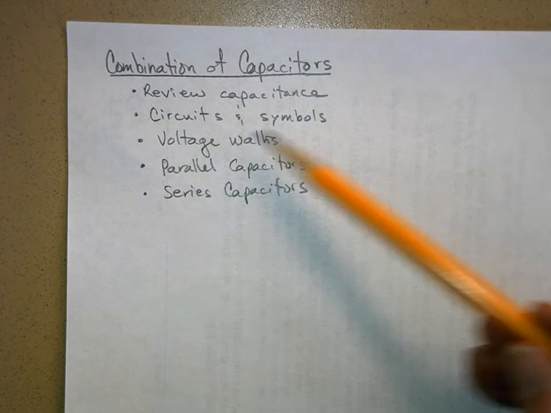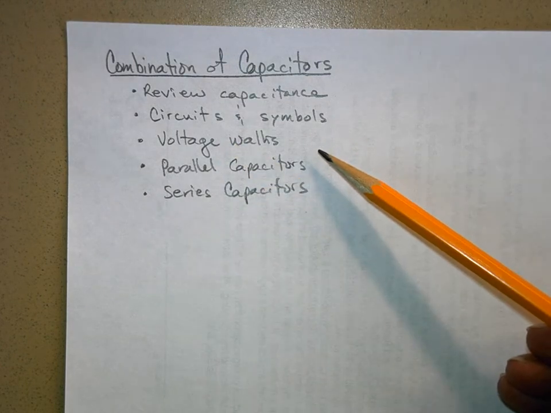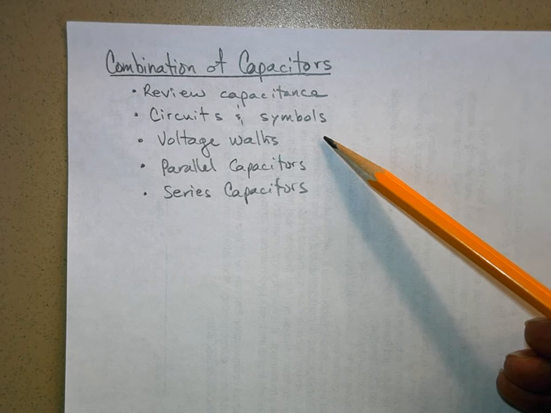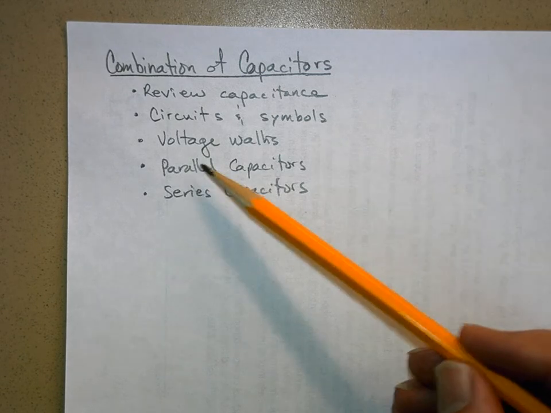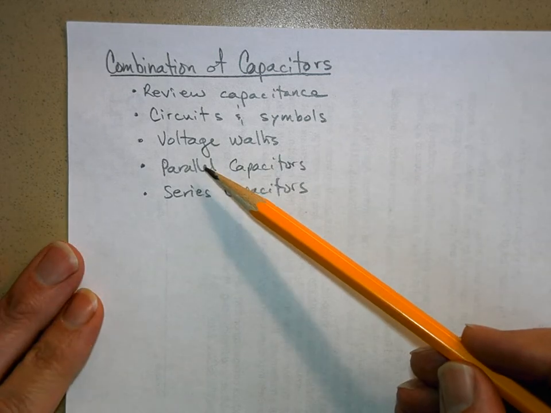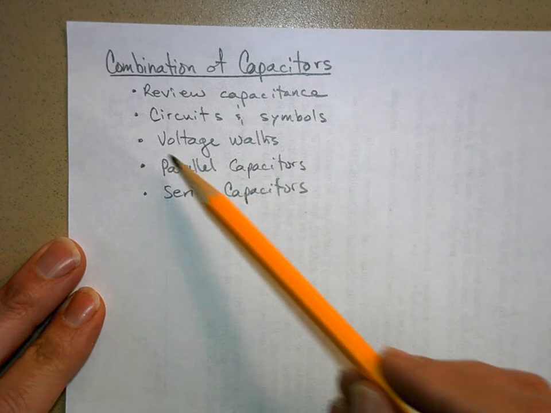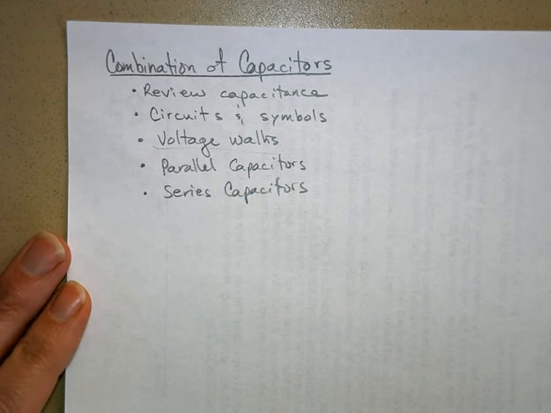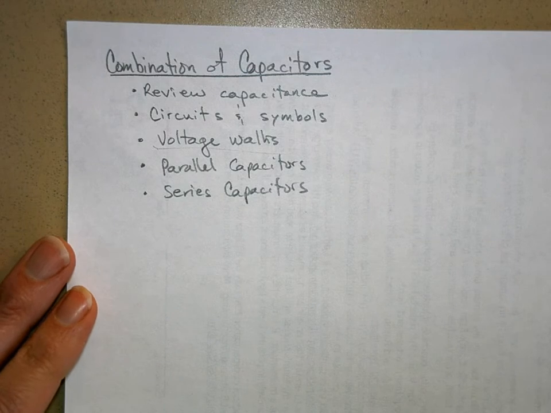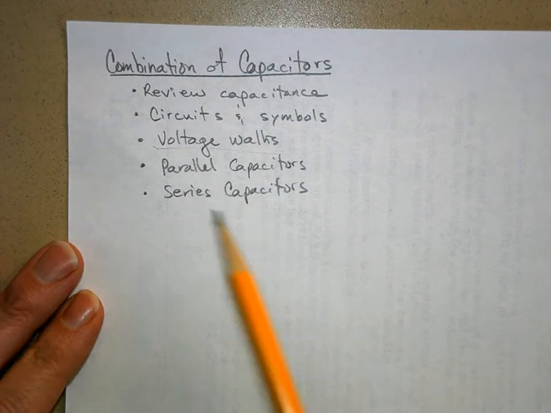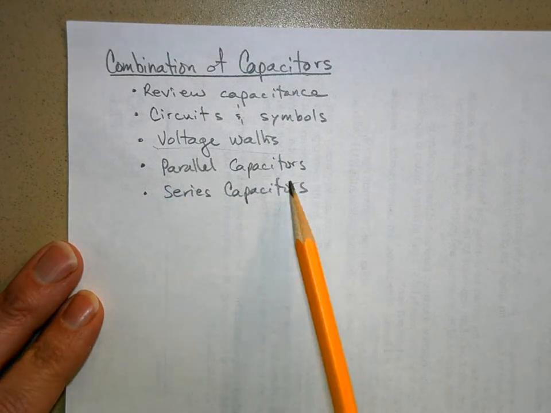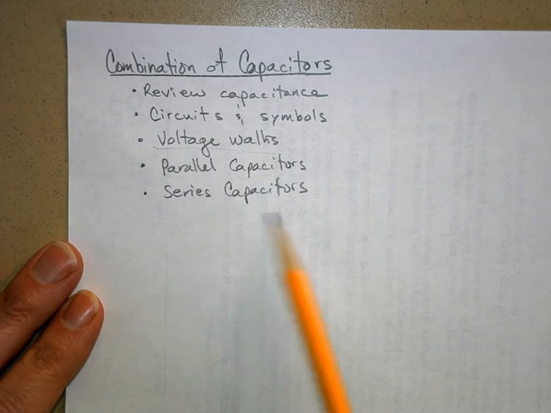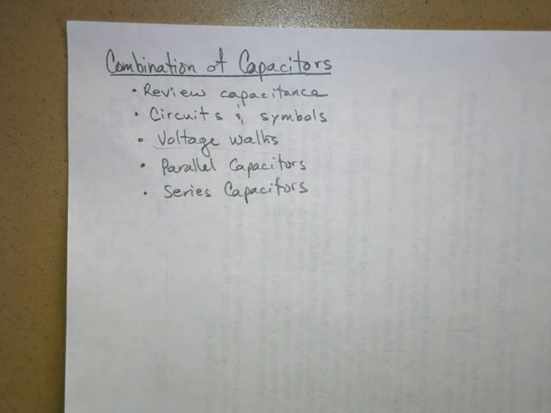But first, we'll review capacitance. We'll talk about circuits and some of the symbols we're going to use to represent things in a circuit. I'm going to give you something that is not in the book, but I think is a very useful concept. It's called the voltage walk, and this is when Voltage Man makes his first appearance. Then we'll talk about capacitors in parallel and capacitors in series.